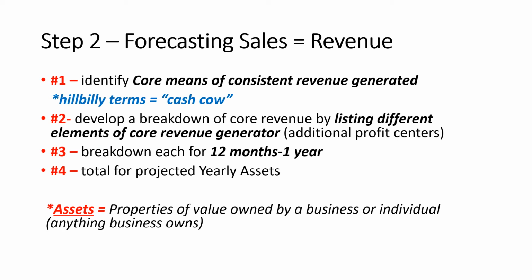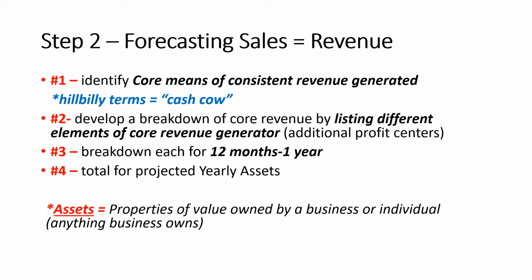Step 2, forecasting the sales. It's our revenue. So we want to identify again that most consistent revenue generator. And again, in hillbilly terms, I call that the cash cow. Once you've identified that, then you want to list different or additional profit centers, different ways to generate revenue. Be creative, again, for the course.